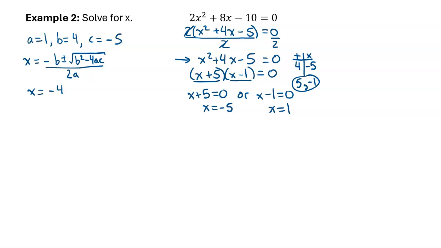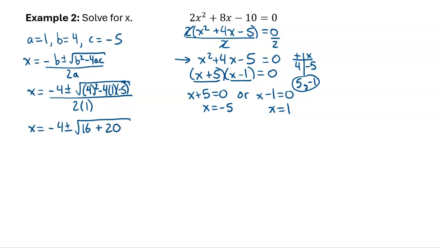Now we get negative 4 plus or minus the square root of 4 squared minus 4 times a times c, so 4 times 1 times negative 5, all divided by 2a, 2 times 1. So x is equal to negative 4, and we're just going to simplify what's under the square root. We have 4 squared, which is 16. And then notice it's negative 4 times 1 times negative 5. It's a positive again because we have two negatives. So we're going to add 20, and then we're going to divide by 2.